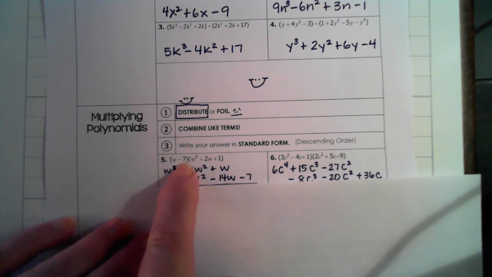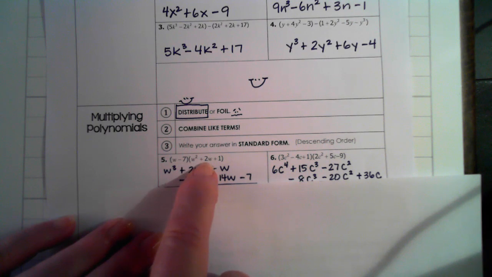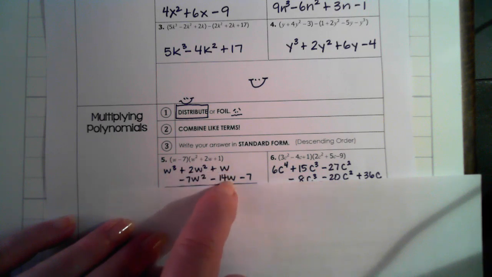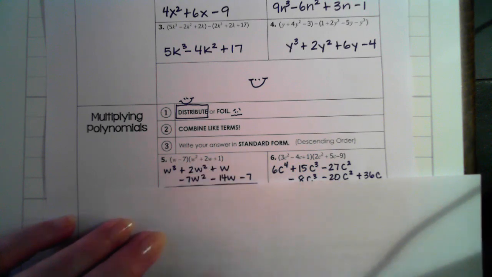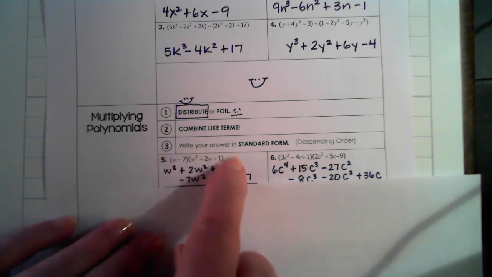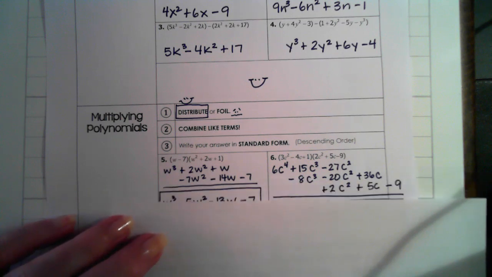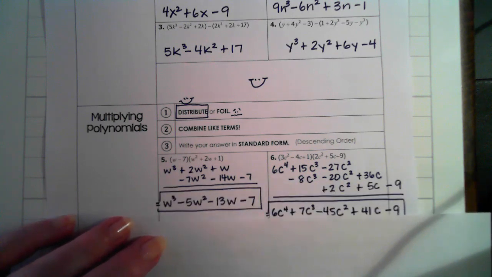And when I did this, negative 7 times W squared, I wrote it in the column under the other W squared. When I did negative 7 times 2W, excuse me, I was confused about what I wrote there. Negative 7 times 2W, that's going to give me negative 14W. And I wrote it in the column where I already had a W. And then negative 7 times 1, I put that in the far end. Now I just combine like terms which are already in columns, and we end up with this.